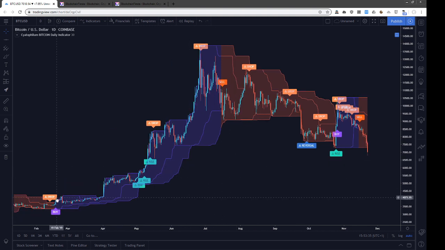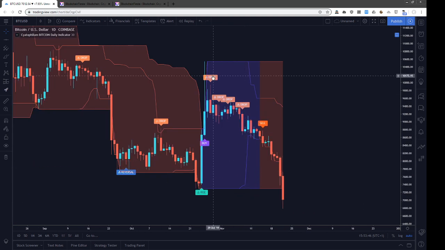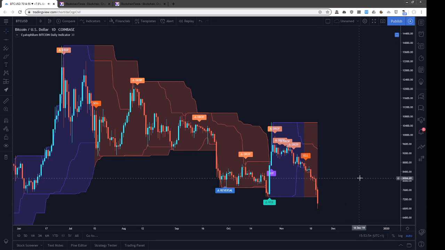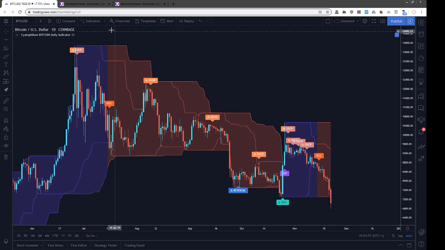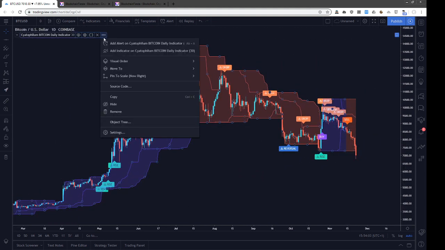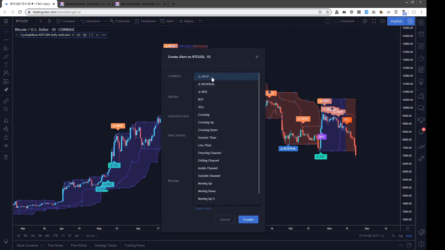What I like about it is that we can quickly see the trend with the colors, and it also has some nice alerts. Like for example, recently we had a lot of drop alerts and a big sell alert, and right after that the price kept dropping. So that's it for the free indicator. Also, yes, you can create alerts for each kind of signal. So the drop, reversal, rise, buy, sell.